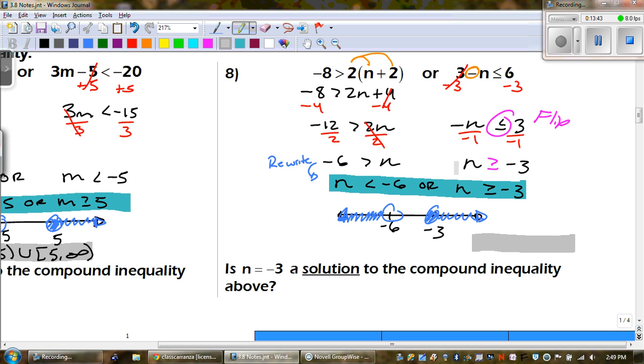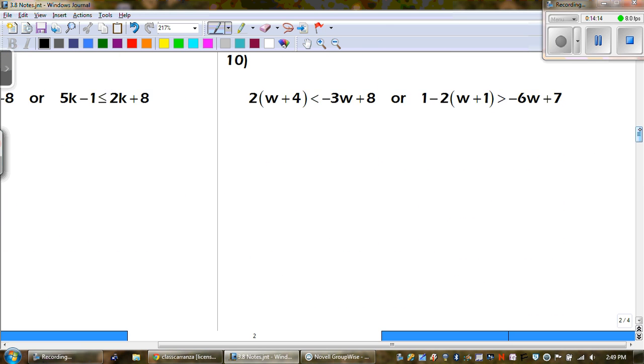And then when we're writing this in interval notation, we start at -infinity to -6 and we're open. And then we're closed at -3 and that goes to +infinity. Okay? Now, is n equals -3 a solution? Well, yeah, because it's greater than or equal. So it can be equal. All right.